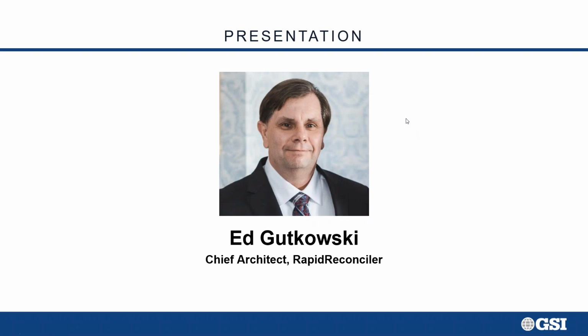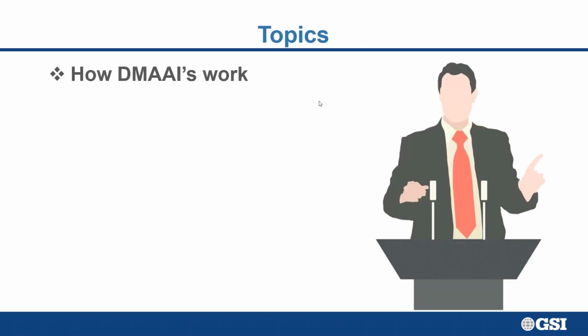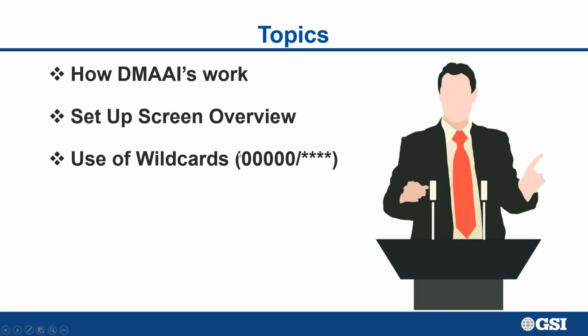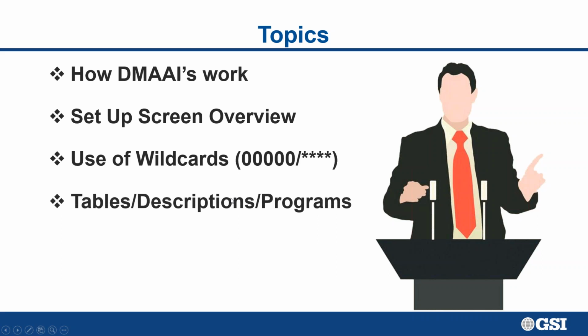Get started. Today, we're going to talk about DMAAIs and JD Edwards. First, just to go over some of the topics I'll cover, we're going to talk briefly about how they work, what they are. We're going to look a little bit about how to set them up. So I'll give you a view of what the setup screen looks like. We're going to talk about the use of these wildcard entries, the companies 00000 and the 4 asterisks for the GL class. So we'll talk about the impact of those.